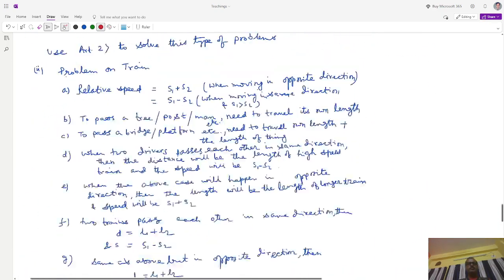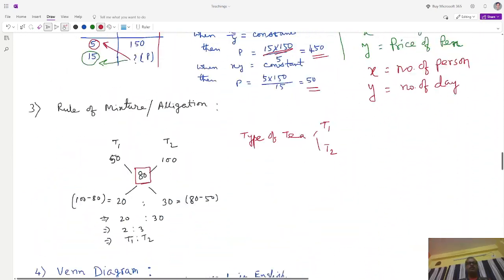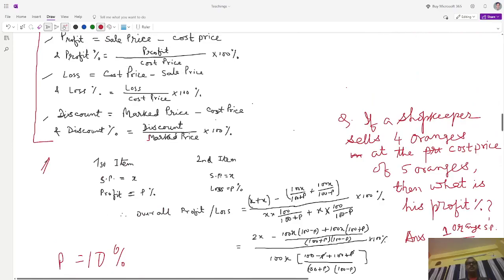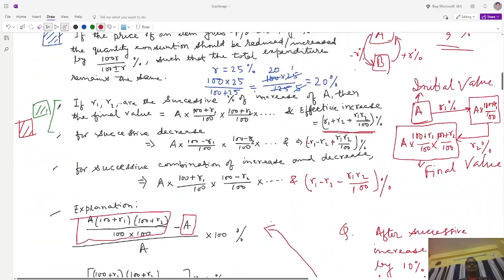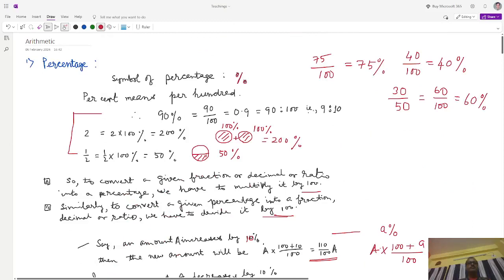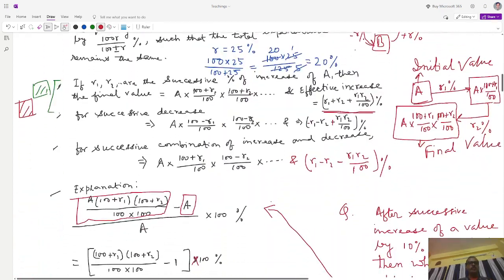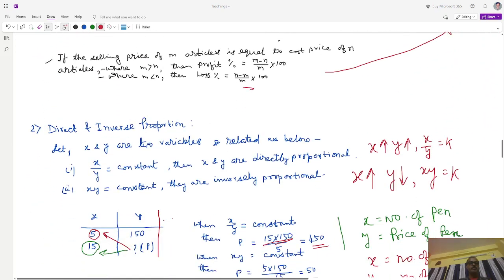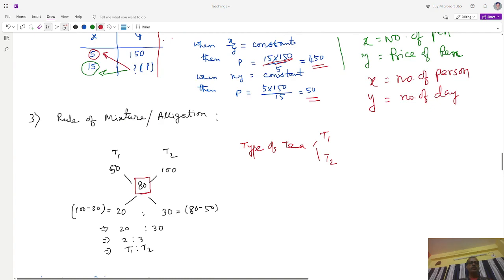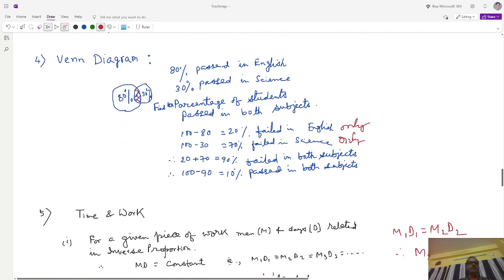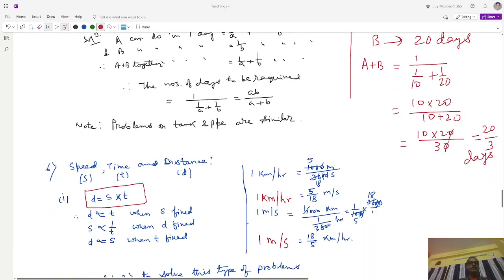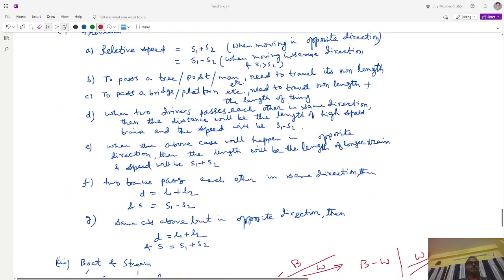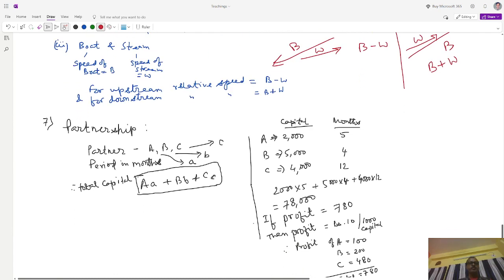Okay. So if we summarize this video, then we have seen the different situations for percentage problems, then direct and inverse proportion, then rule of alligation, then Venn diagram, then time and work, then speed, time and distance problems, then partnership problems. Okay.